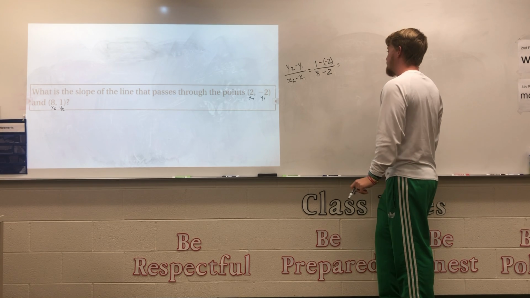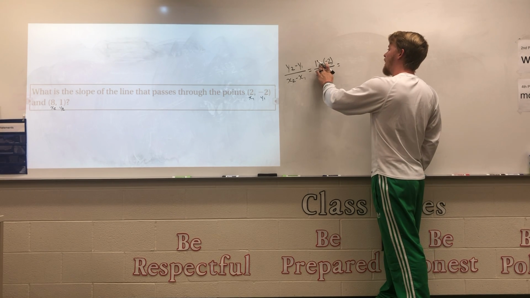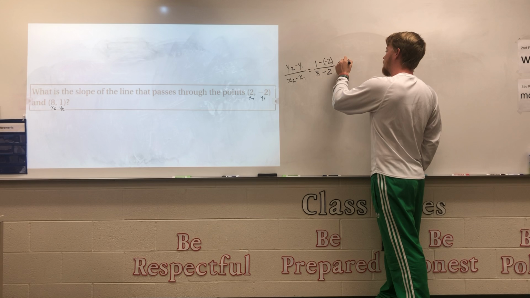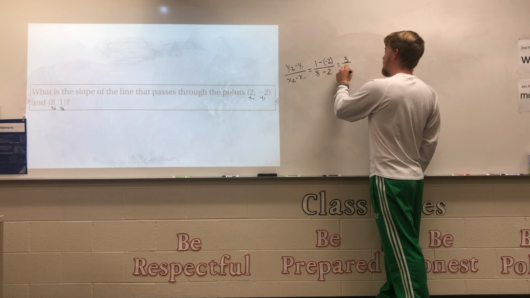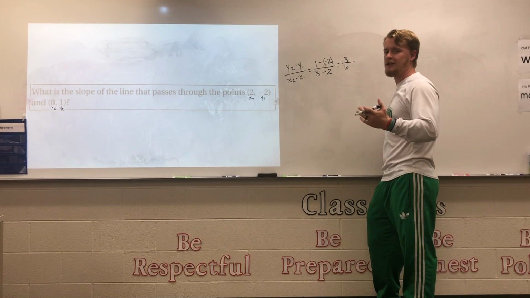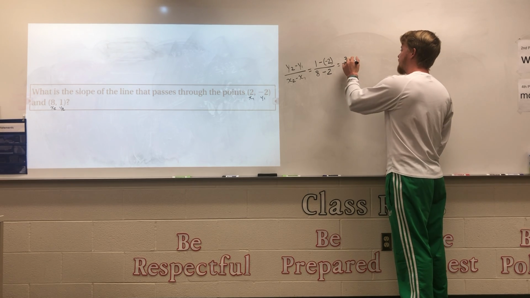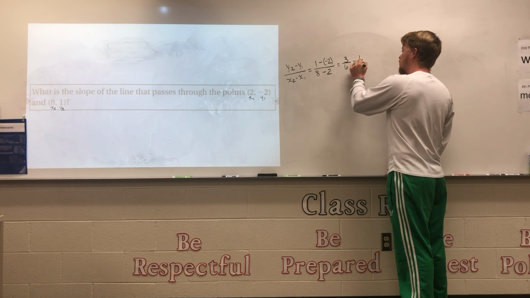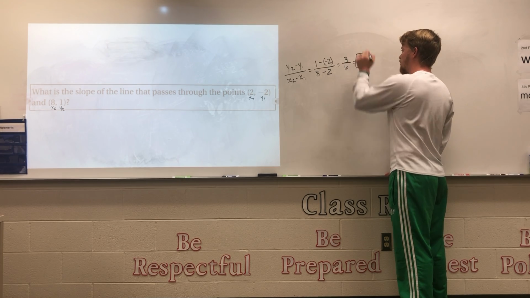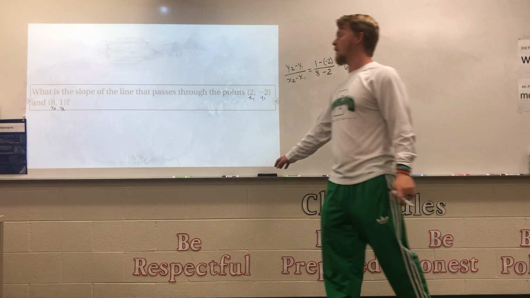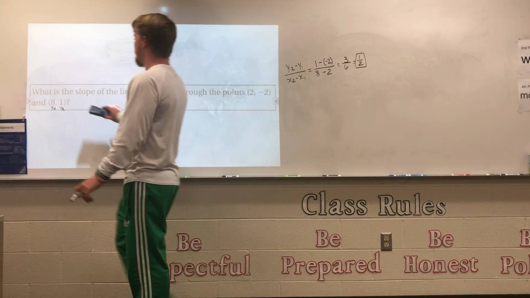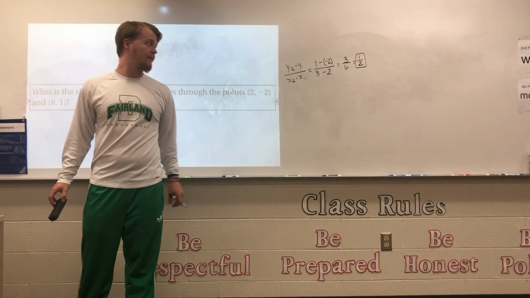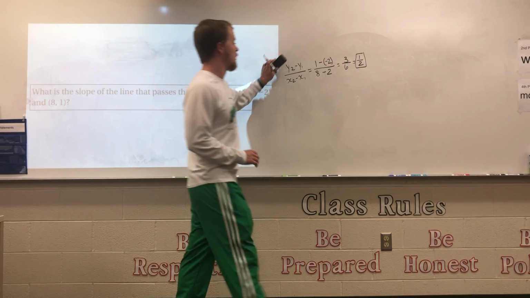After that, we simplify top and bottom. 1 minus -2 is 3. 8 minus 2 is 6. And then if you have a fraction that can simplify, you want to simplify it. So 3 over 6 does reduce to 1/2. So your slope of a line that passes through the points (2, -2) and (8, 1) is 1/2. Okay, so that would be your answer for that one.